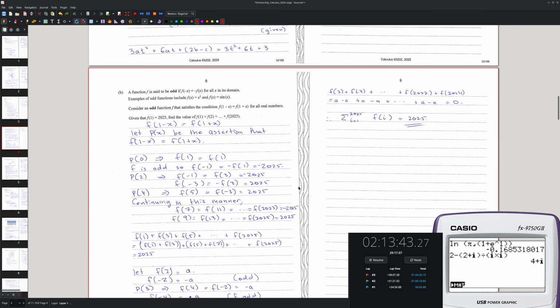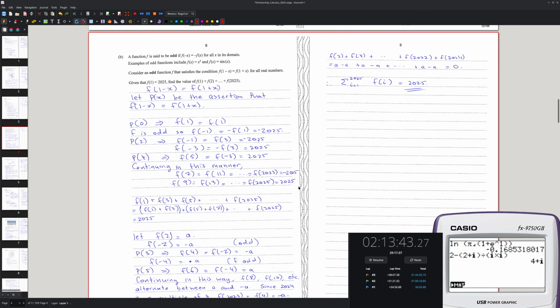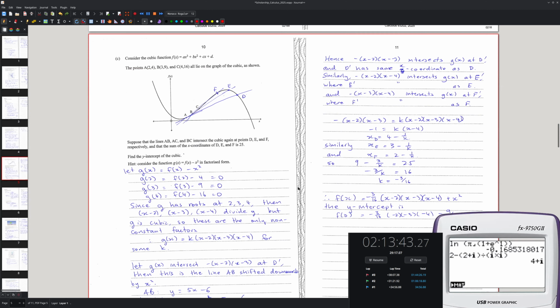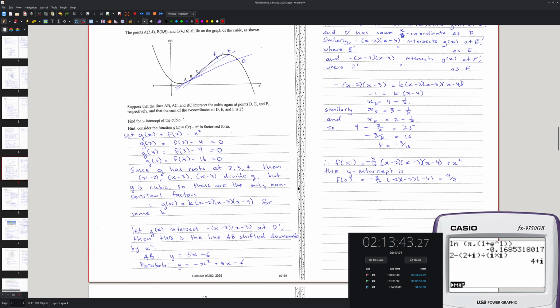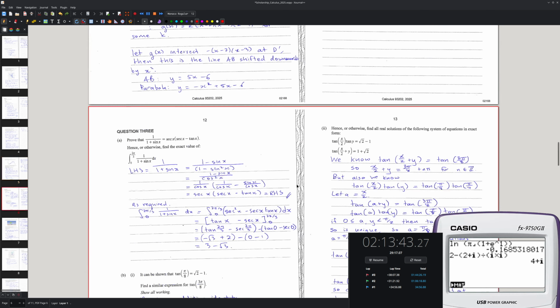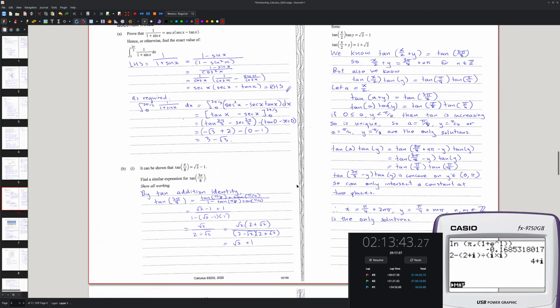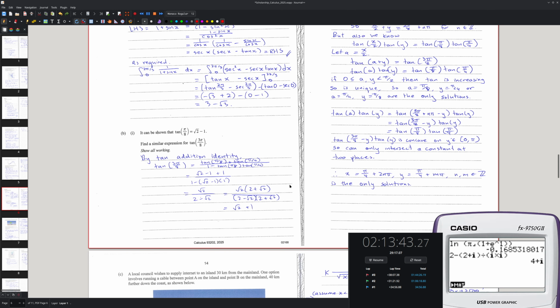Just 2025 for 2B. Yep. And then I got 4.5 for 2C. Yep. Then Alex cooked up 3 minus square root 3 for the next one. Yeah, I got that too. Then square root 2 plus 1. Yep.